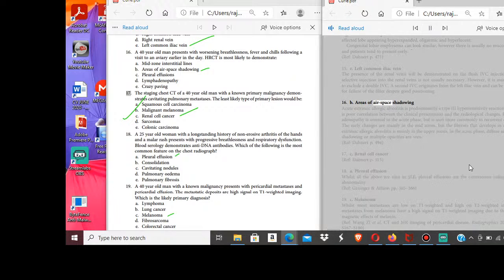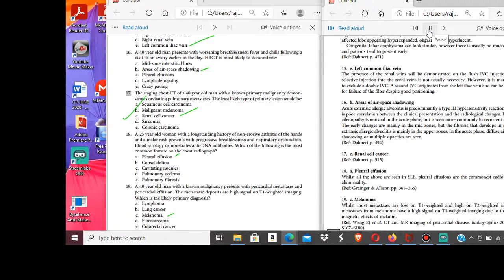16. B. Areas of airspace shadowing. Acute extrinsic allergic alveolitis is predominantly a type 3 hypersensitivity reaction. There is poor correlation between the clinical presentation and the radiological changes. Lymphadenopathy is unusual in the acute phase, but is seen more commonly in recurrent disease. The early changes are mainly in the mid-zones, but the fibrosis that develops in chronic extrinsic allergic alveolitis is mainly in the upper zones. In the acute phase, diffuse airspace shadowing or multiple opacities are seen.